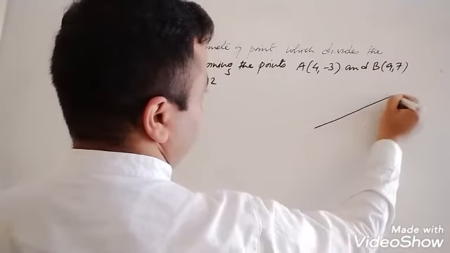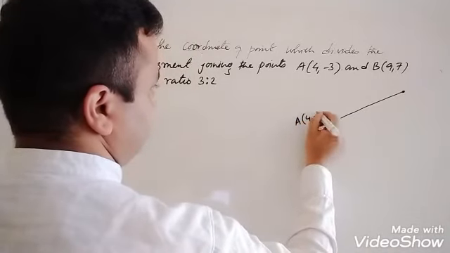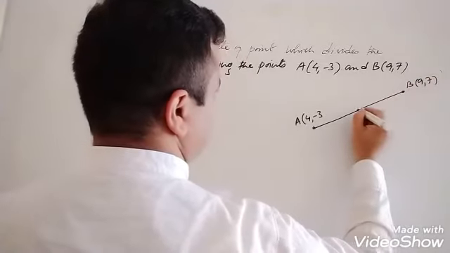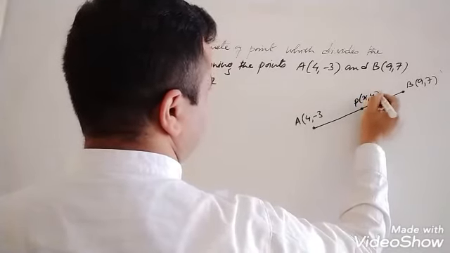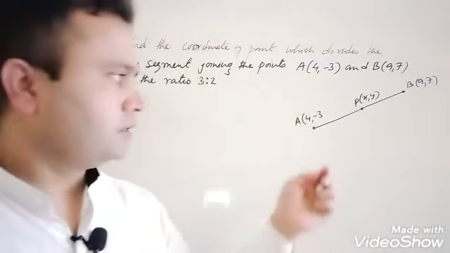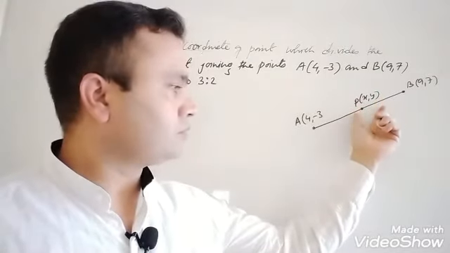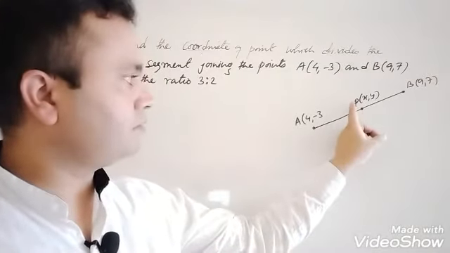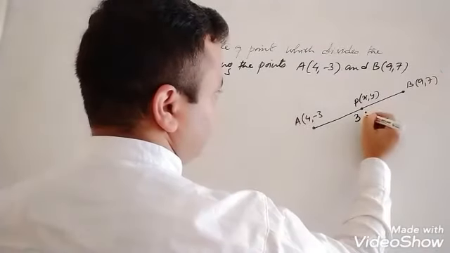Draw the line segment AB. This is A 4 comma minus 3 and this is B 9 comma 7. In between there is a point P, let us consider the point P be x comma y. We have to calculate the coordinates of P. This line segment is divided by P in the ratio 3:2, so m is 3 and n is 2.